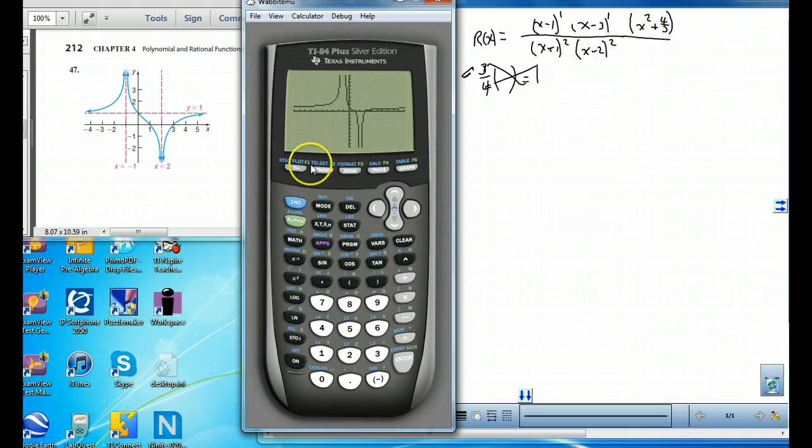Let's check, did it work? So I'm going to go here and quit, and I'm going to say, what happens when we put in 0 again? And wow, we've got it.